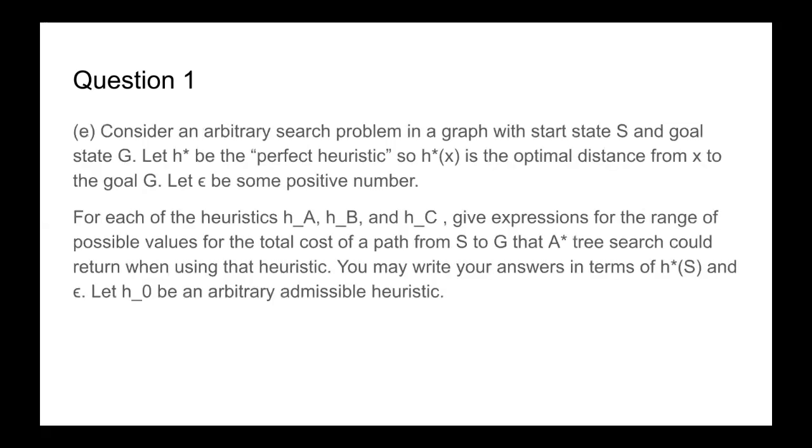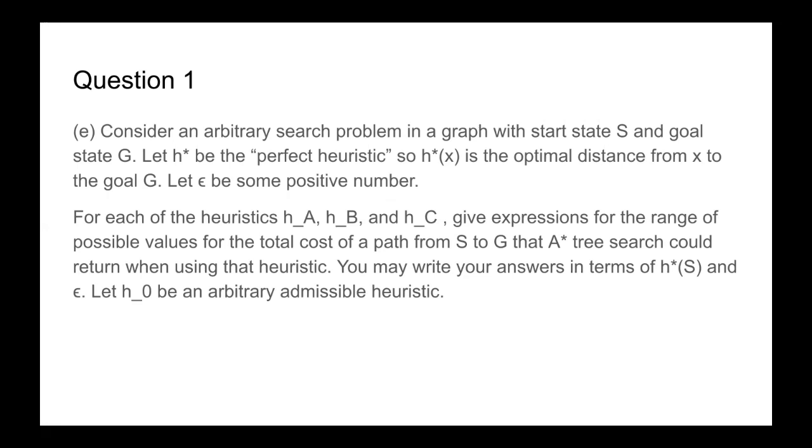Moving on to part E. Let's say we consider an arbitrary search problem in the graph with start state S and goal state G. Then we can set H star to be the perfect heuristic, so H star of X represents the optimal distance from X to the goal G. We can also determine a value epsilon to be some positive number.